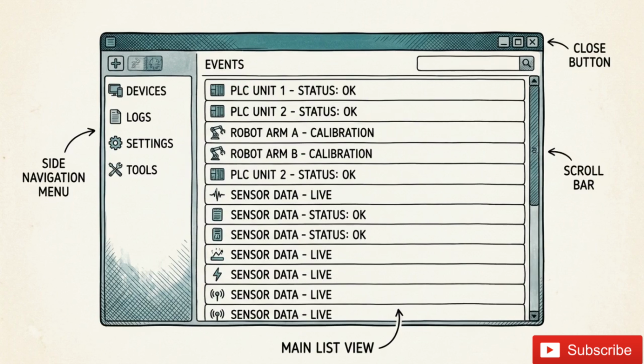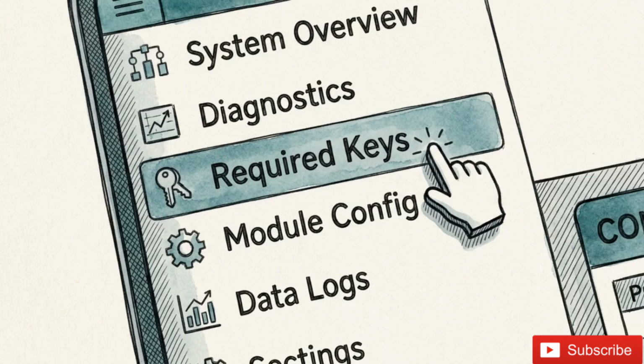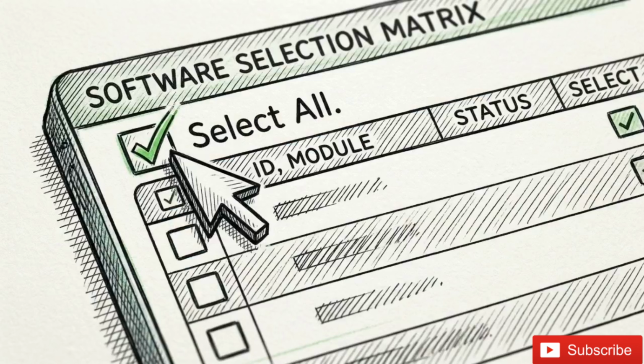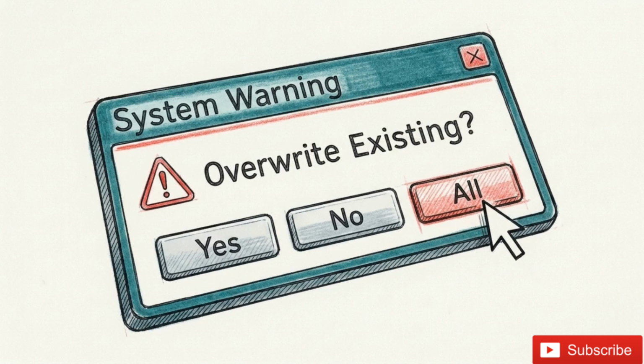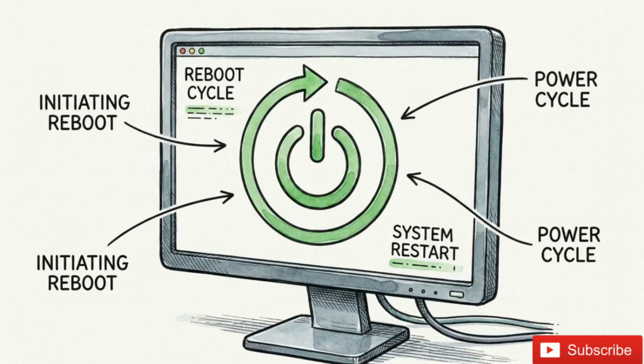Now we apply the software keys using a utility called SIM, which activates the environment for lifetime use. Open the utility and execute 3 quick steps. First, click Required Keys. Second, check Select All. Finally, click Install Long. If the system asks to overwrite existing keys, click All to confirm. With the keys installed, you can now safely perform the computer restart you postponed earlier.